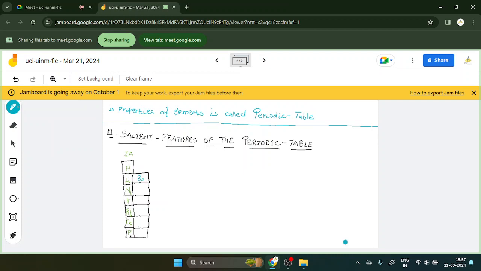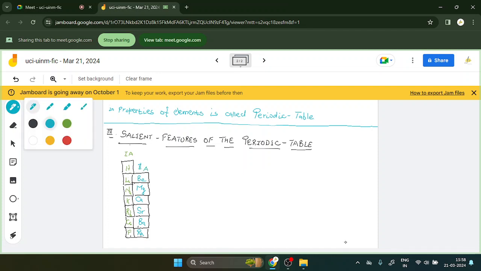Okay, this is beryllium, magnesium, calcium, strontium, then we have barium, and then we have radium. Clear? So this is group 2A. We will call it group 2A.